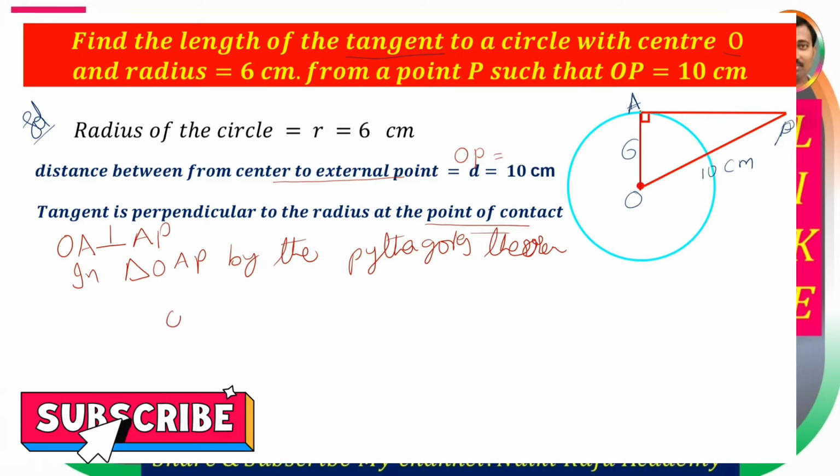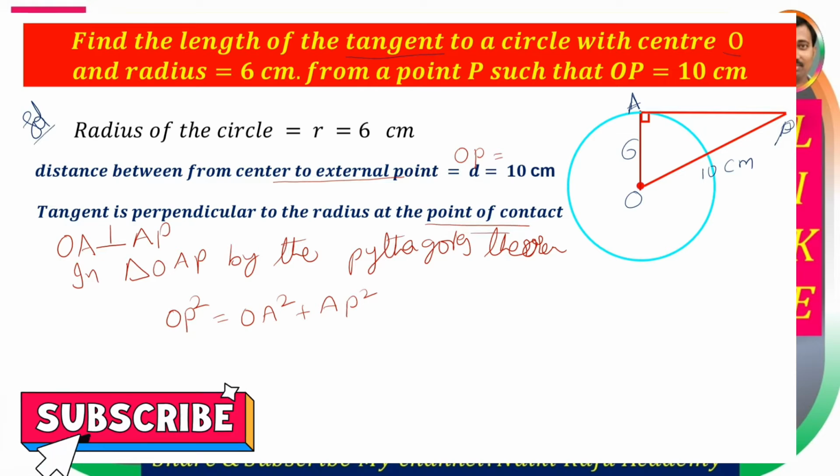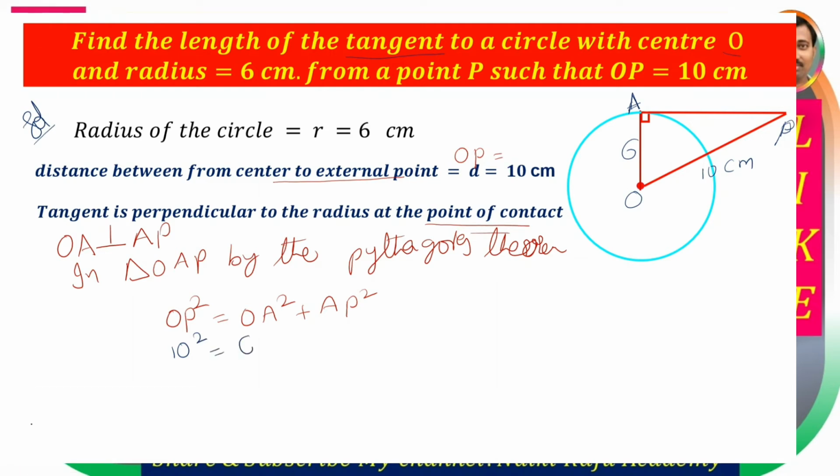So OP square is equal to OA square plus AP square. OP is given as 10 centimeters, so 10 square is equal to OA, the radius, 6 square plus AP square. 10 square is 100, 6 square is 36, plus AP square. Transposing 36 to the left side, 100 minus 36 is equal to AP square. 100 minus 36 is 64, so AP square is equal to 64.